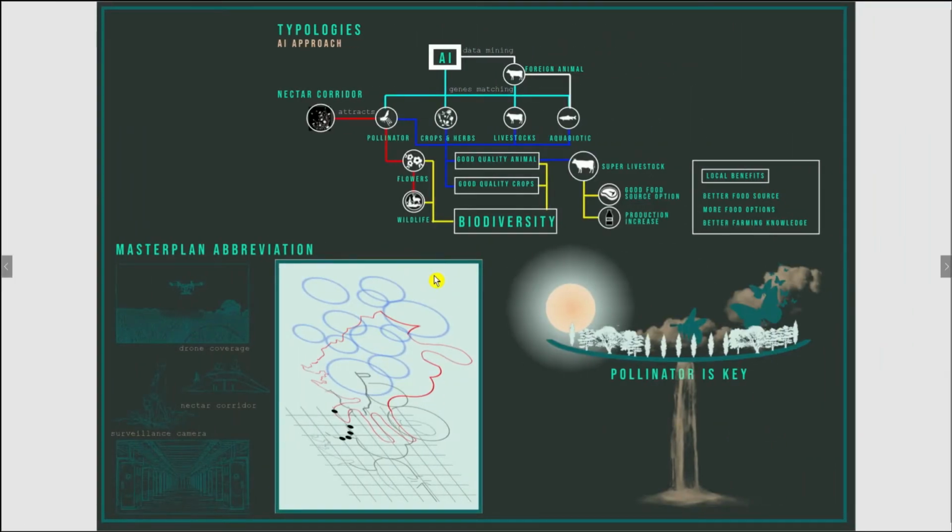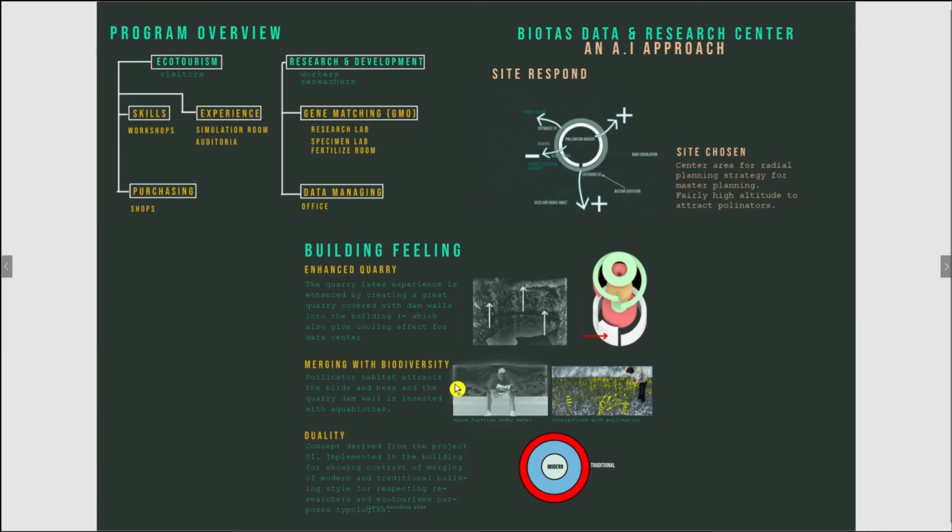And this is the AI approach typology diagram that drives the increasing of biodiversity. Basically, the pollinator is the key that drives everything alive. For the building strategy, I create a radial configuration with a circular, non-directional plan to not limit the pollinators entering the building. So the pollinators can enter the building from any angle or side.